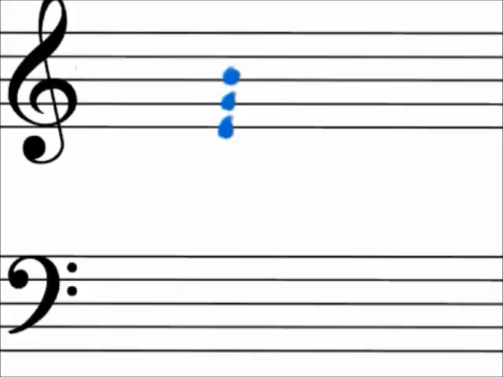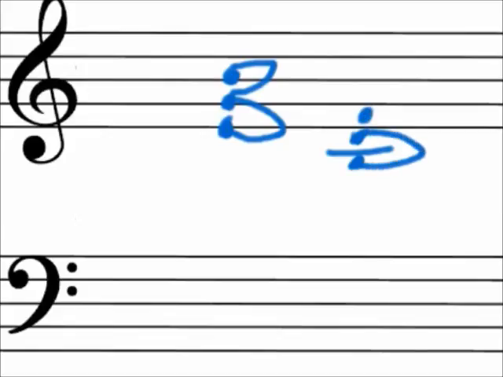A minor third from E happens to be G. A minor third from G is B. If we were to do a B minor triad, here's B, D, F. A minor third from B is D, and a major third from D is F sharp. And that's how we would do that. And that is how we do minors.